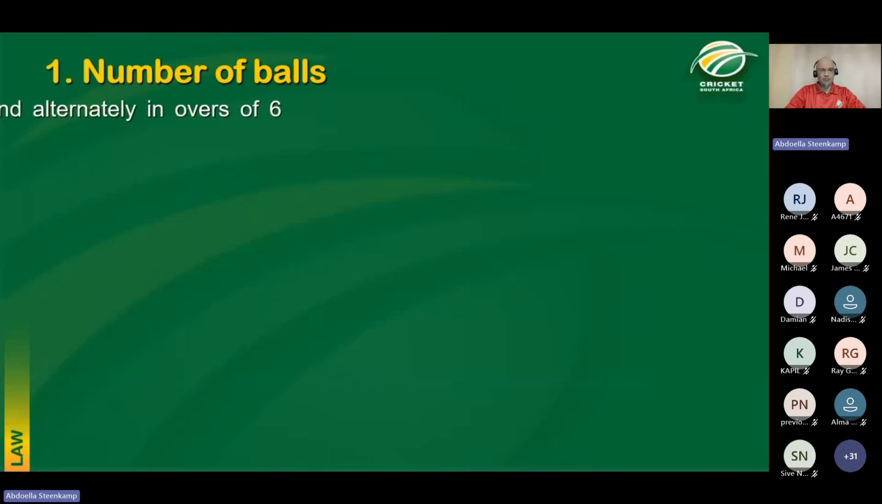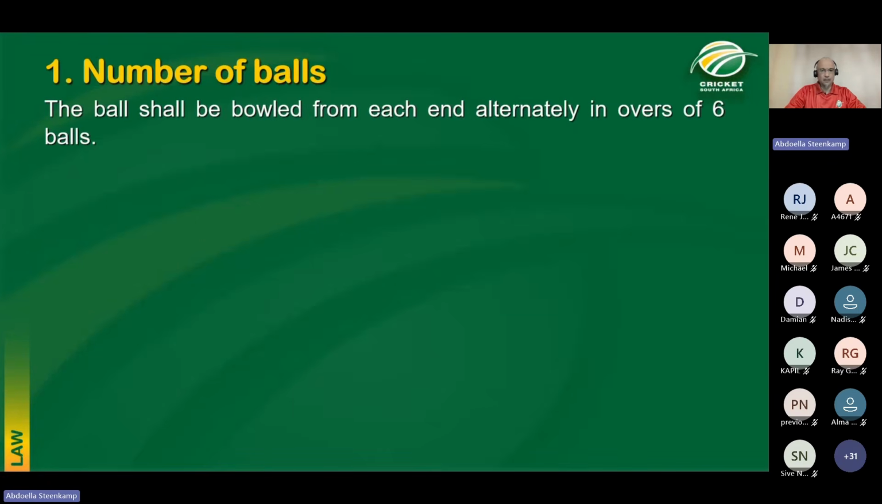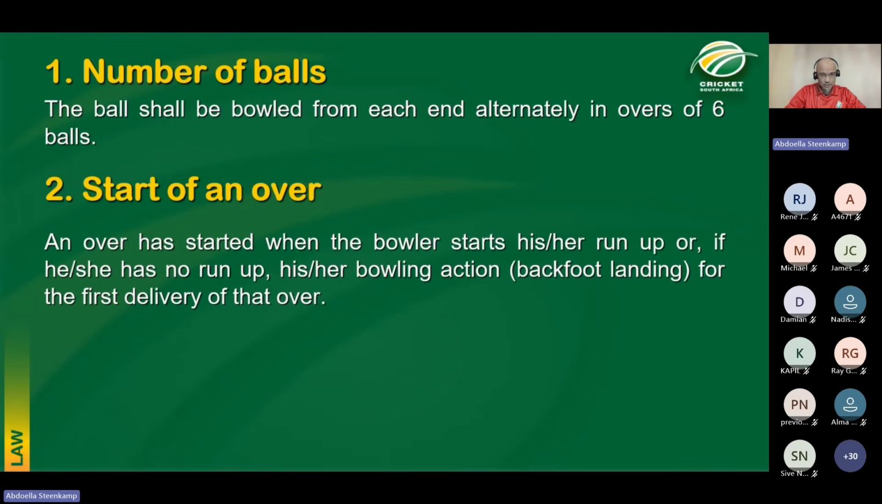When it comes to the over, currently, the number of balls allowed in the over as per the laws is 6, and all overs need to be bowled from each end alternately. When does an over start? An over starts as soon as the bowler begins his or her run up. As soon as that bowler takes his or her first step, that over has started.